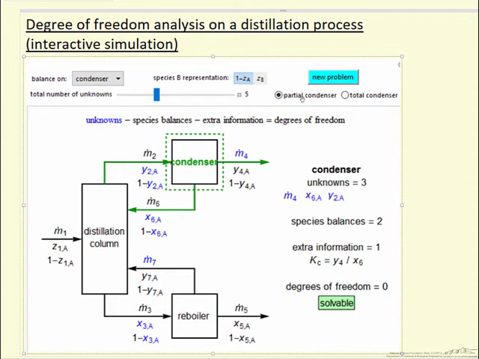We have the option of a partial condenser or a total condenser, so that we condense all liquid, and that means this mass fraction here would be the same as this mass fraction here if we had a total condenser. And then the simulation allows us to click new problem, and we have different unknowns, so we're solving a different system. And we can do a balance now around the distillation column, the reboiler, or around the whole system. And we'll see how we do that when we look at the interactive simulation.